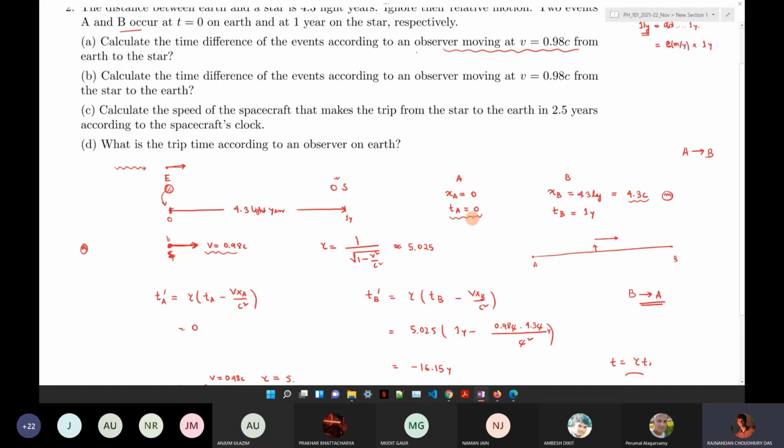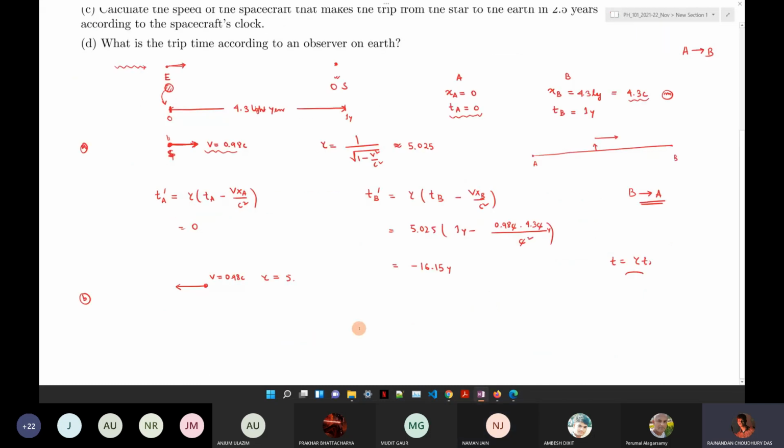Okay, in part C, we have to calculate the speed of the spacecraft that makes the trip from the star to the Earth in 2.5 years according to this. So now this part is the same, right? This velocity is just different, opposite. So you just have to put minus v in place of plus v. Then your time of A will come out to be 0, but time of B prime will come out to be around 26.2 years.